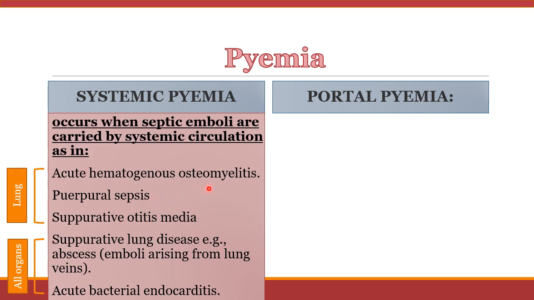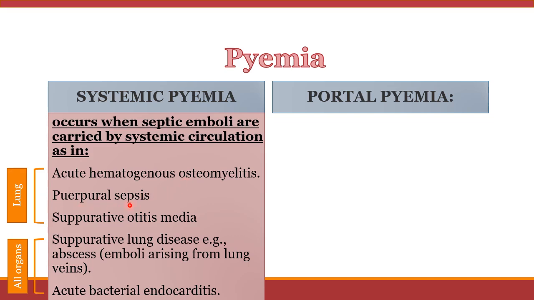For example, let's say osteomyelitis. Osteomyelo is the bone and the bone marrow, right? So this is inflammation of the bone and bone marrow, osteomyelitis. We have a condition called acute hematogenous osteomyelitis. If we have inflammation of the bone, this will lead to drainage of this inflammation in the form of septic emboli that will travel on the venous side, so they will be stuck in the lung.